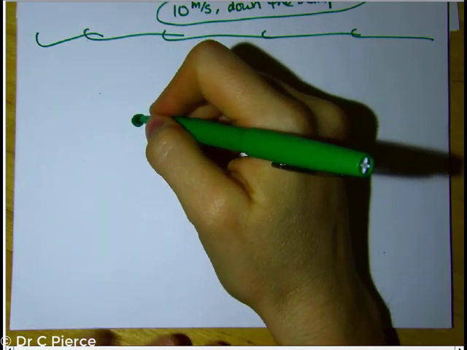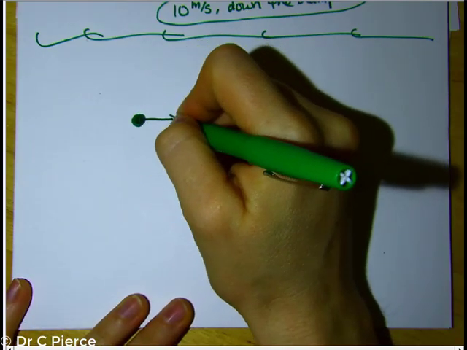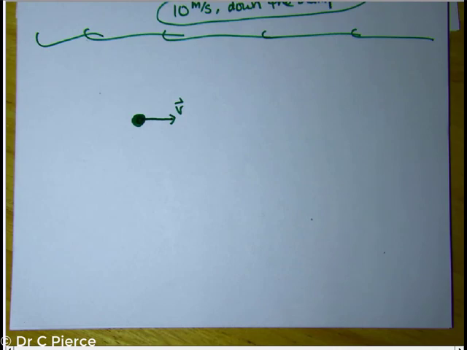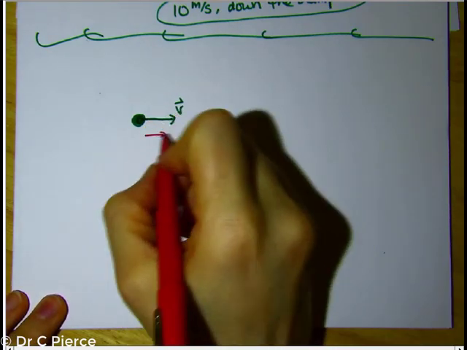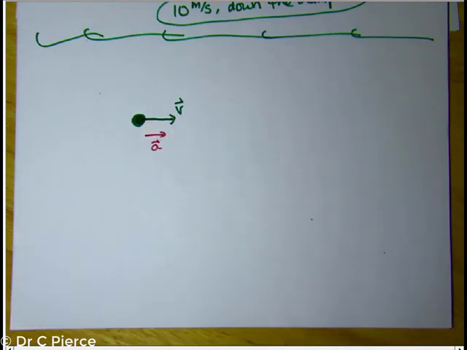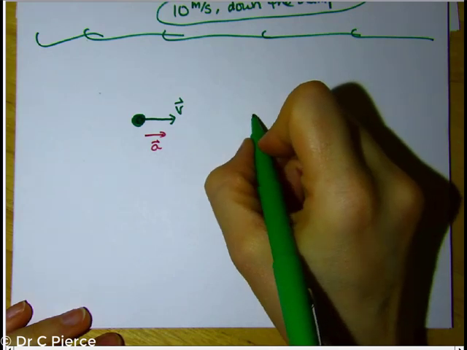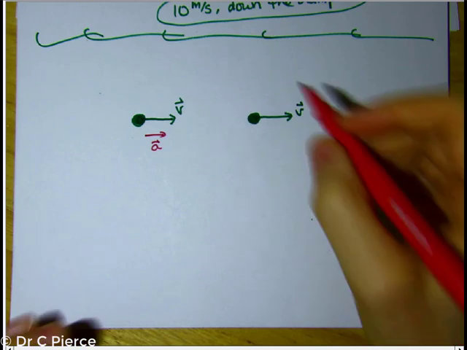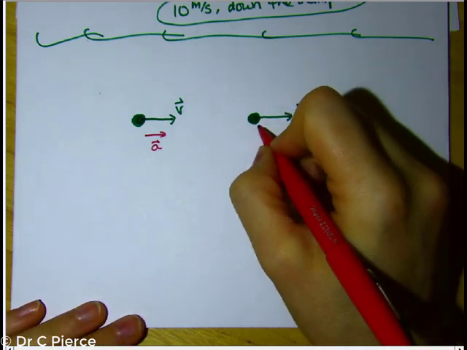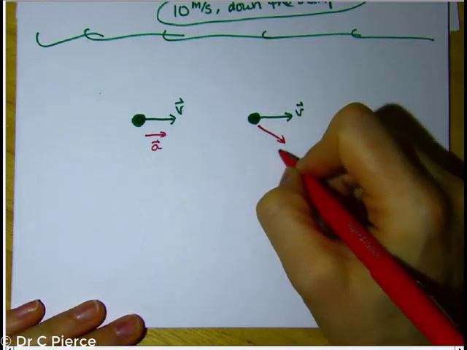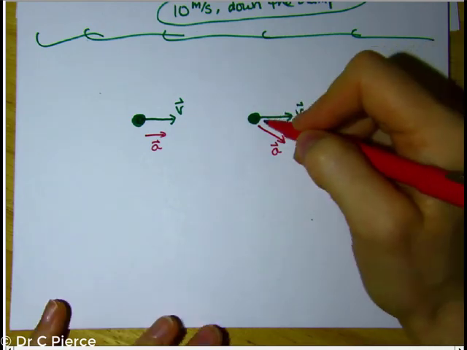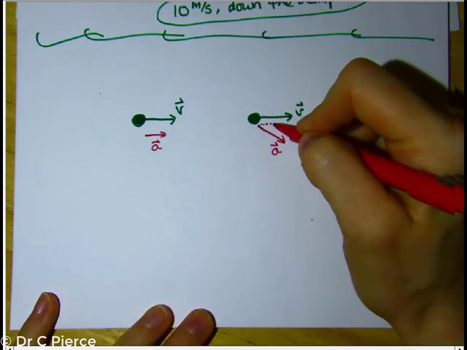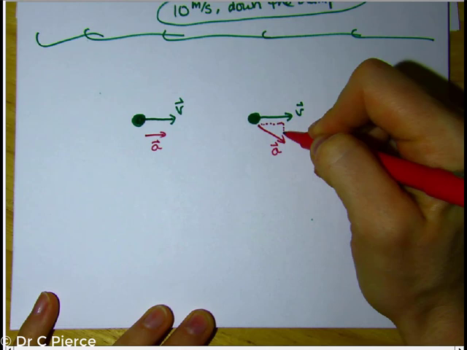I'm going to take a second and imagine a car moving rightward with a velocity. If its acceleration is also to the right, then it would be speeding up. If it had a velocity in this direction, again, but this time what if the acceleration was here? And what I could do is I could imagine that that acceleration could be broken into components.